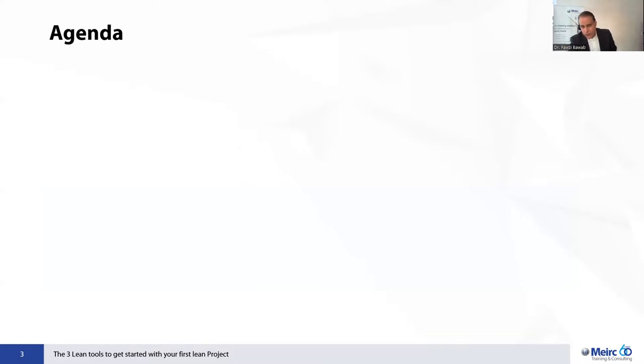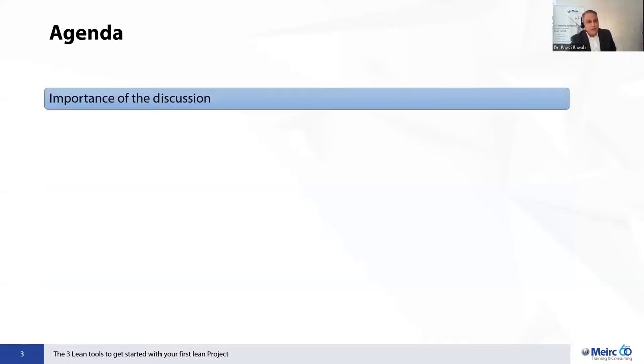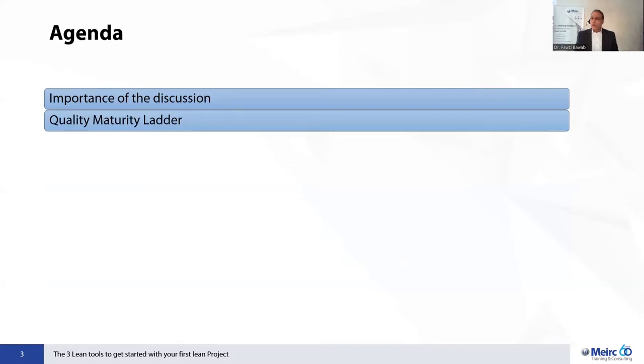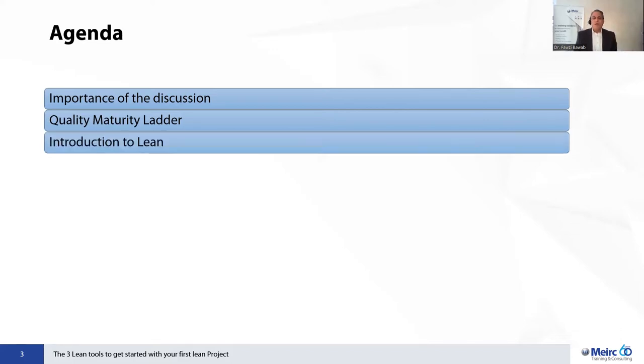So I have put together an agenda or an outline for us this afternoon. I know that we're restrained by time. I mean, we can spend the next 5 days talking about lean and its importance, but if you look at the agenda, I'm going to start talking about why I picked this topic, the importance of the discussion on the tools, and then I'm going to refer to something called the quality maturity ladder that can help us decide whether we should go with a lean project, a Six Sigma project, or just do what we refer to as plan, do, check, act, something to measure the maturity of the organization and then choose the right methodology, whether it's lean or another methodology.